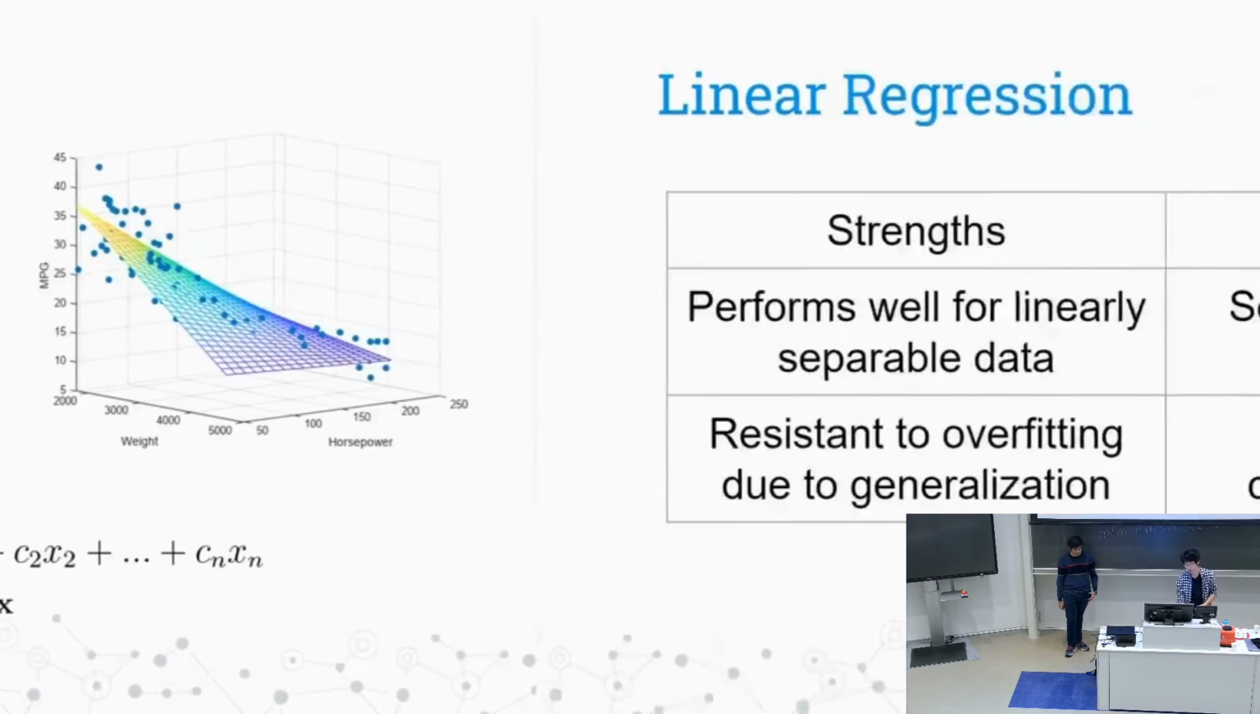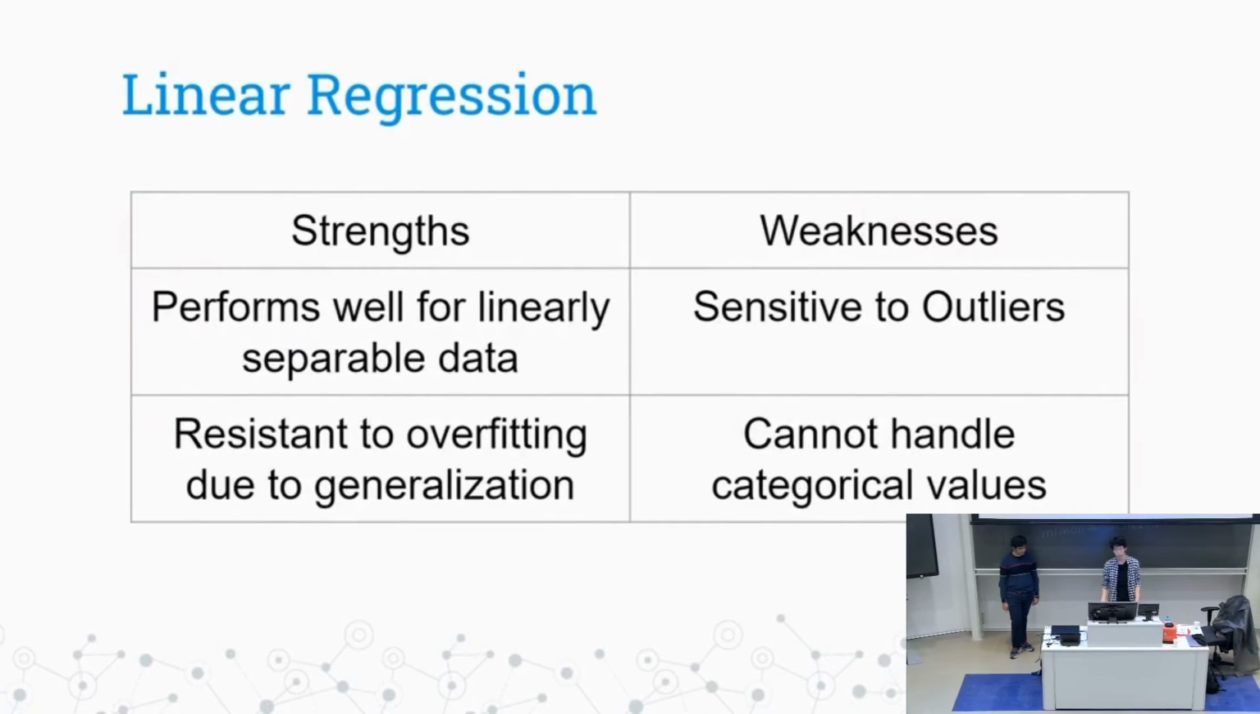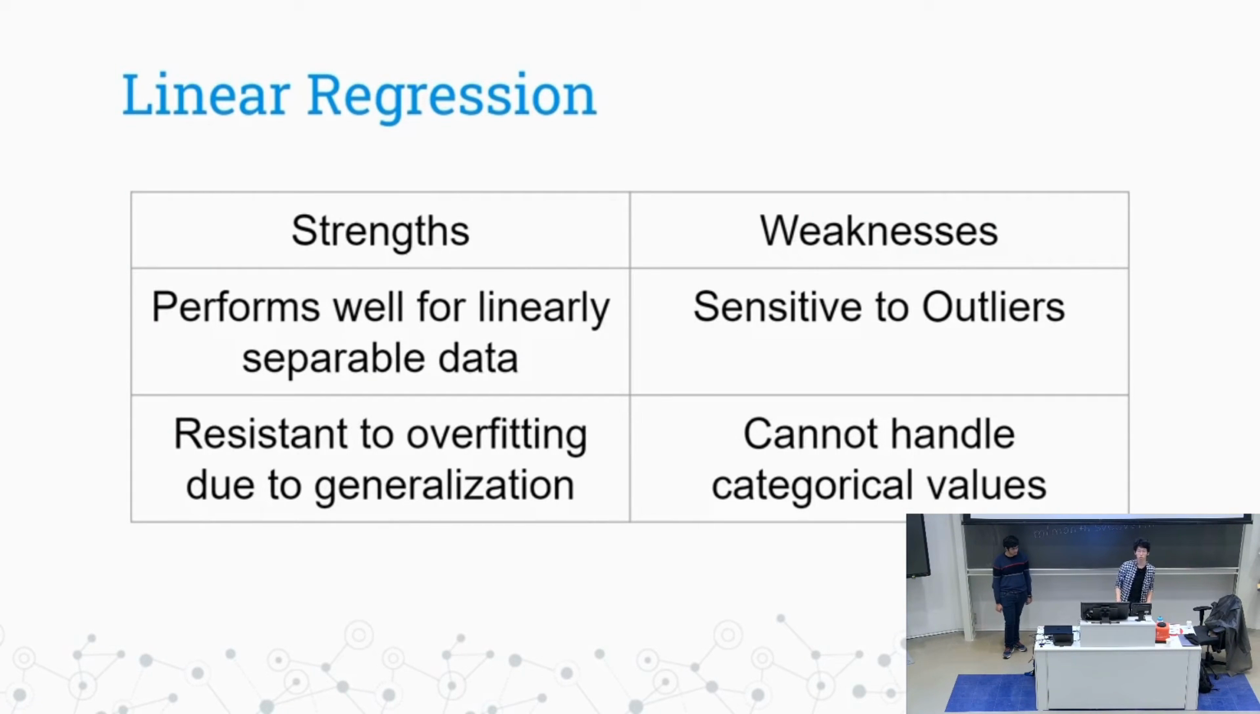All right. So linear regression is really sensitive to outliers, and it cannot really handle categorical values unless you encode them with one hot encoding or some way that changes the categorical values into numerical values. It performs really well on data that is linearly separable, self-explanatory, I think, and it's good and all.